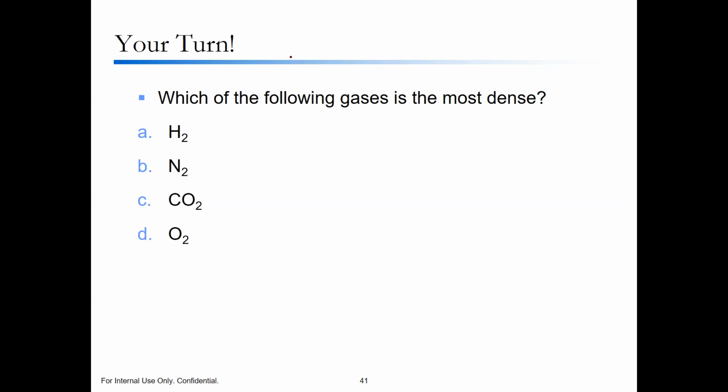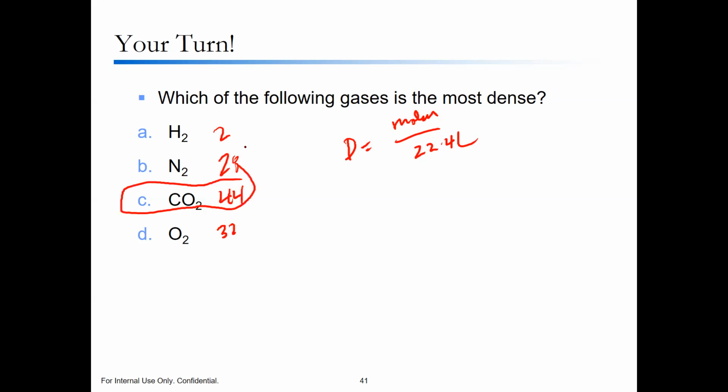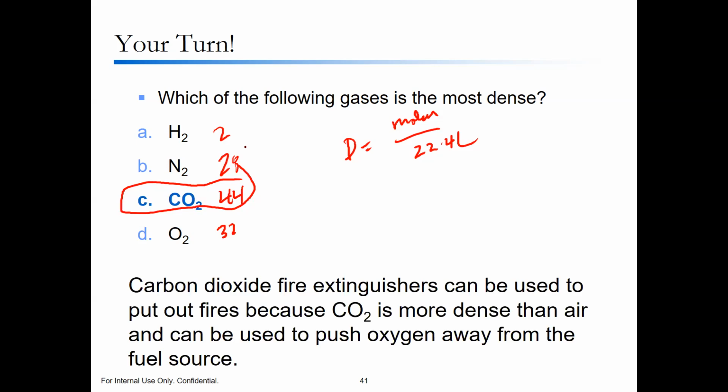So density equals molar mass divided by 22.4 liters. Which one of these has the highest molar mass? This has a molar mass of 2. This one has a molar mass of 28. This one is 32. This one is 32 plus 14, 44. So which one has the biggest molar mass? This one, C. That's going to be the most dense.